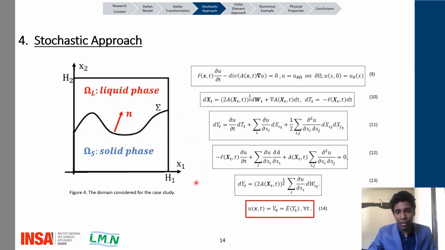In practice, we generate a sample Y1, Y2, Y3, up to Y number of samples. From the Yt, we approximate this expectation by the empirical mean of the sample. This is how we can get the solution.